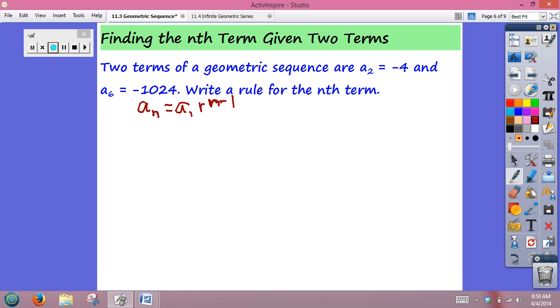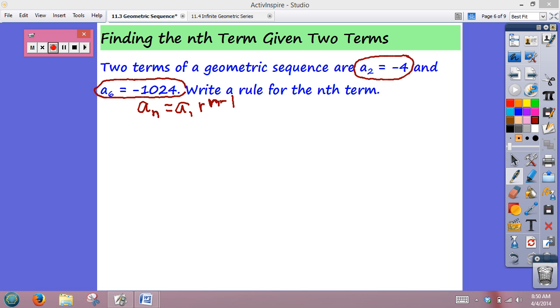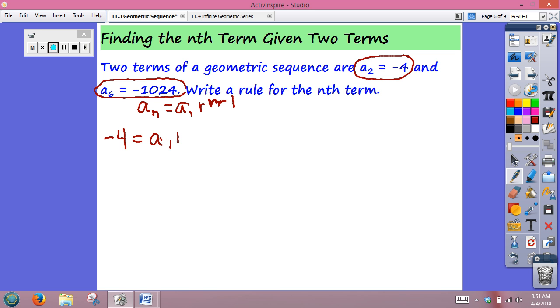So we can substitute the values in from the two pieces of information that were given right here. In the first equation, we're given that a2 equals -4. So that means that -4 equals a1 times r to the 2 minus 1 power. And in our other equation, we are given that a6 equals -1024, which is going to be equal to a1 times r to the 6 minus 1 power.